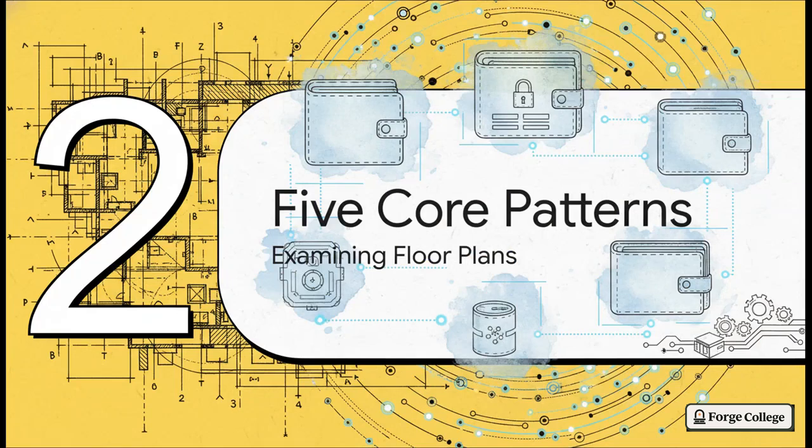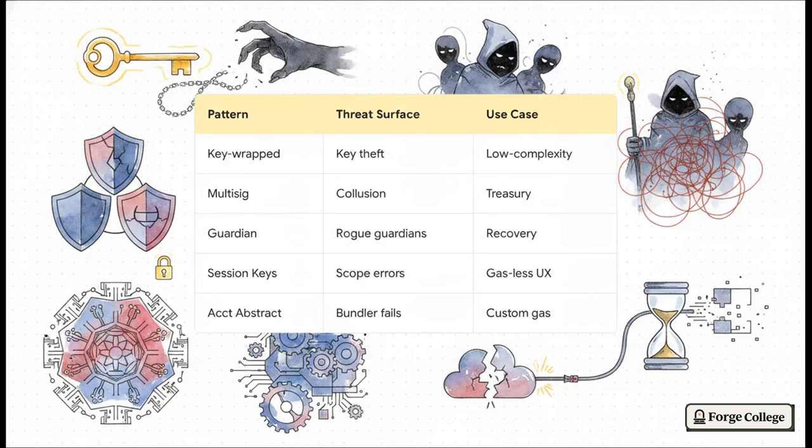Moving on to Section 2, 5 core wallet patterns. Let's examine the floor plans. We have 5 main families of patterns that you're going to run into all the time. First, key wrapped. This just forwards calls for an owner key. It's super simple, great for low-complexity dApps, but the catch? If you lose that key, you are completely out of luck. Your threat surface is key compromise.